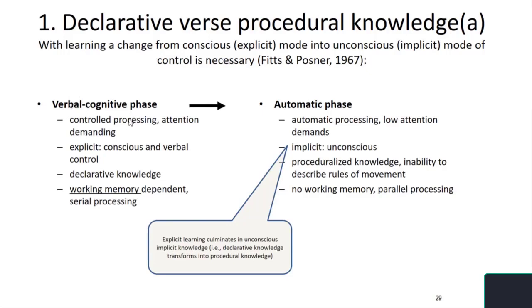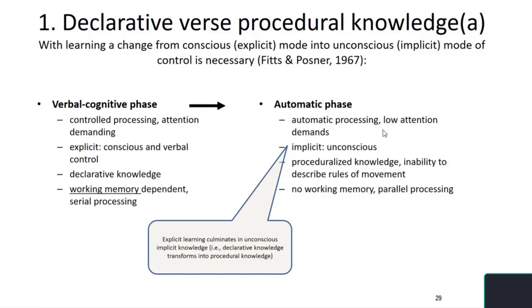So the verbal cognitive phase is characterized as having controlled processing, with high amounts of attention being placed. It's explicit, so we're conscious and we have verbal control over what we're doing. We amass declarative knowledge, so we're able to say exactly how it is we do it. It finally relies on working memory and a serial processing approach where we go through a series of linear stages.